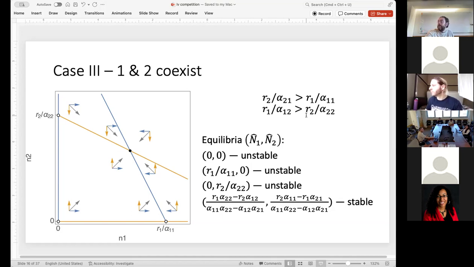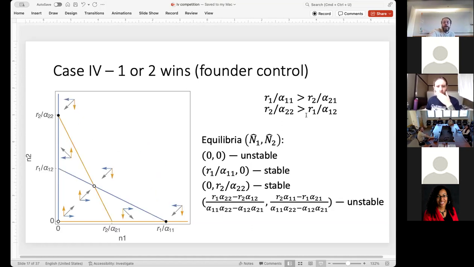Okay. So the next one is the one that maybe people find surprising the first time they see it. We could also have these 2 isoclines intersect, but flip the order. And if we flip the order, we're going to flip the direction of some of those arrows. Okay. So this 4th case of Lotka-Volterra is what we call founder control. And what that means is, look at it. So now the coexistence equilibrium point is unstable, but the 2 monoculture equilibria are stable.